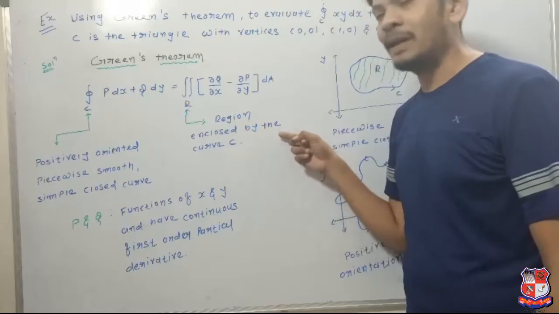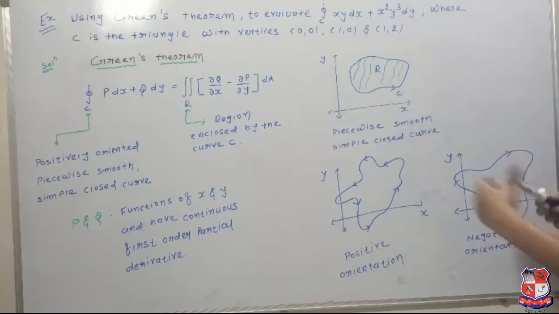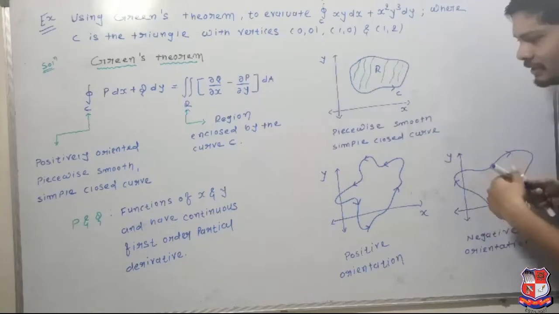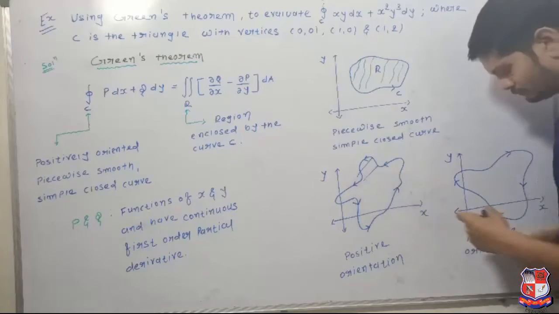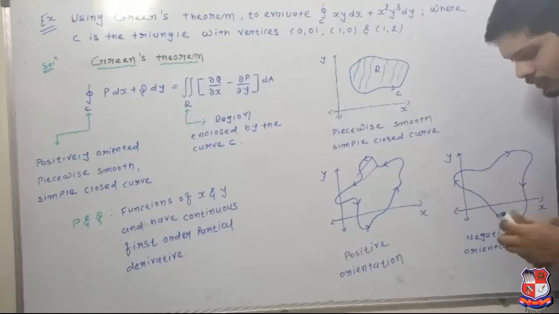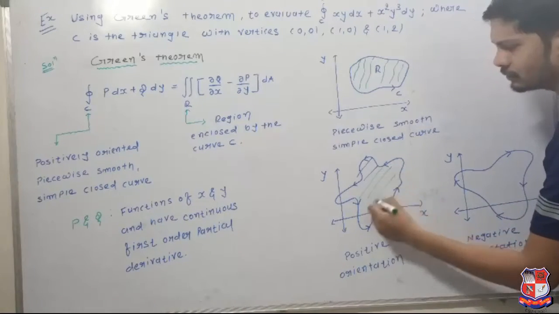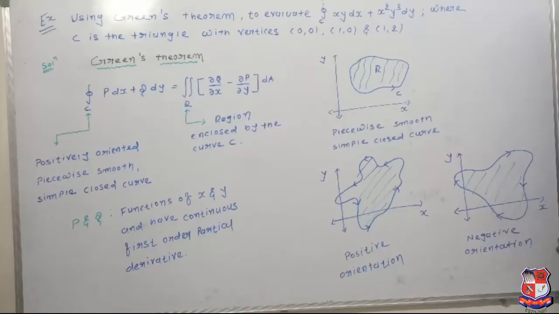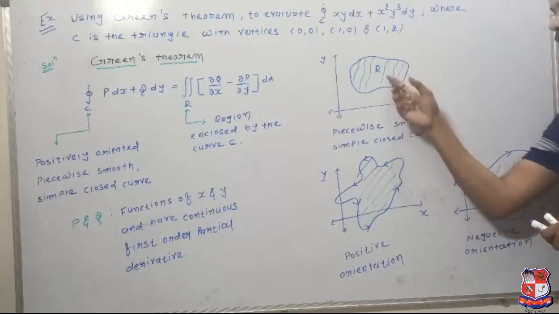Then R is what? The region enclosed by the curve C. So this inside area enclosed by curve C, similarly here. The area which is enclosed by curve C is called region R.